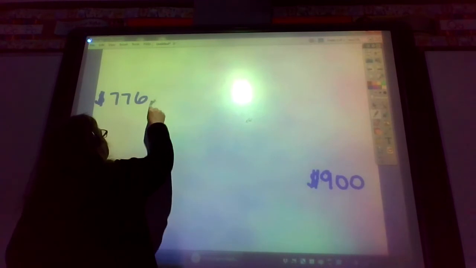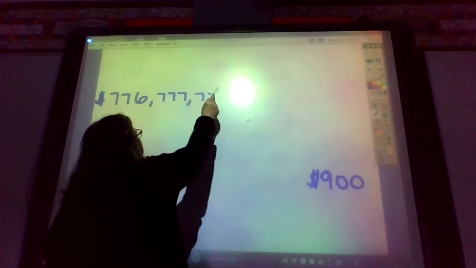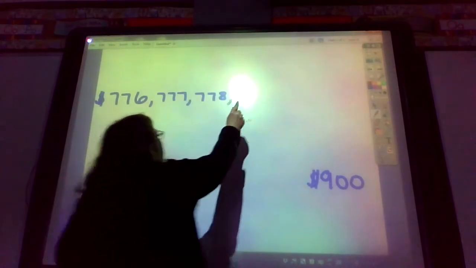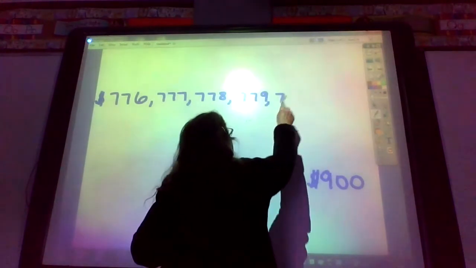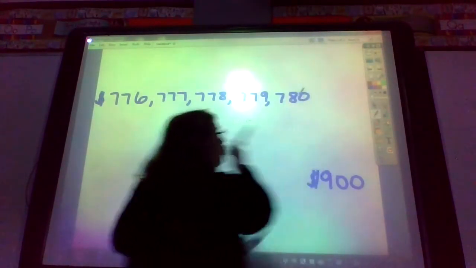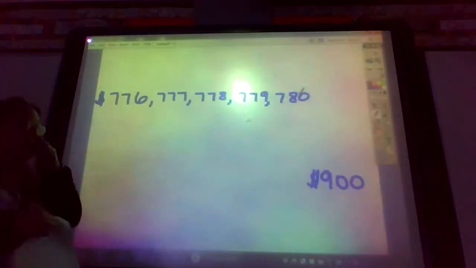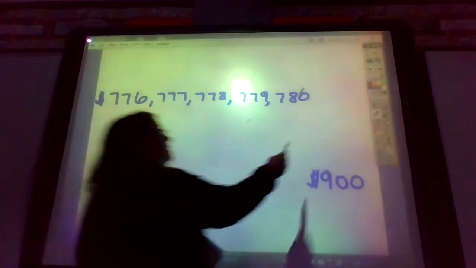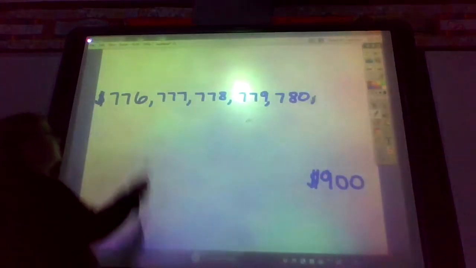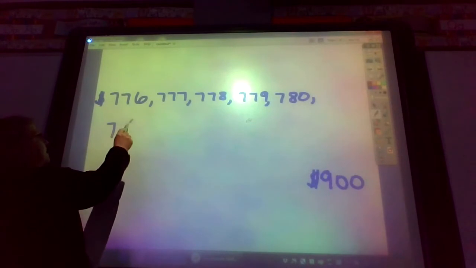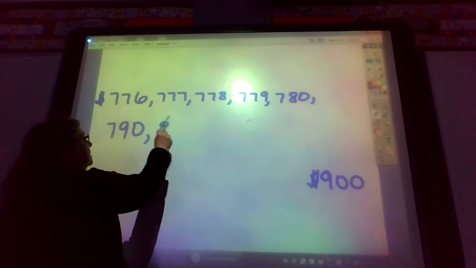So I would have 777, 778, 779, 780. Now I have a tens number because it ends in a 0. I have a tens number. Now I can count by tens. So I have 780. To count by 10 more, that would be 790. 10 more would be 800.